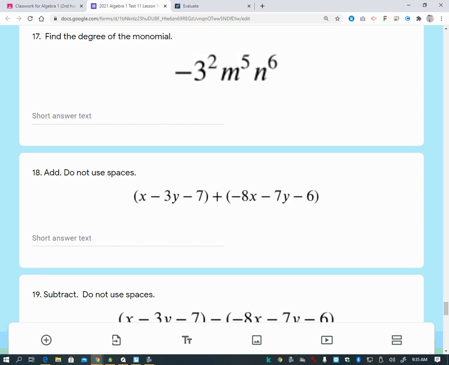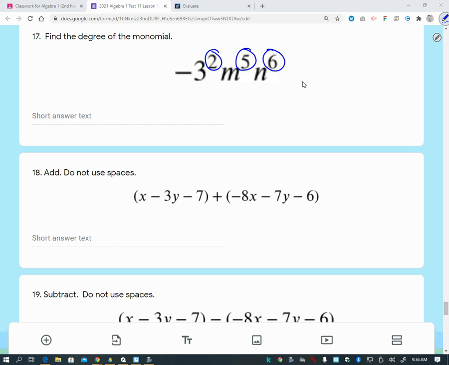Number 17: Find the degree of the monomial. There's not a lot of math to do here. Okay, so what Jacob is saying is he's looking at 2, 5, and 6. What are 2, 5, and 6? Exponents. All right, so what did you write for your answer on this? 2, 5, and 6? No, what did you write? Negative 3? The degree of a monomial is just one number.